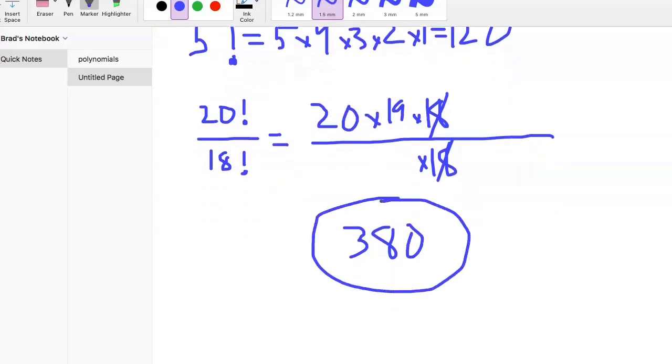So if you get a division factorial question, then you're just looking to see how many numbers you can actually cross out, and the numbers that are left over, you multiply those, and that will be your answer.